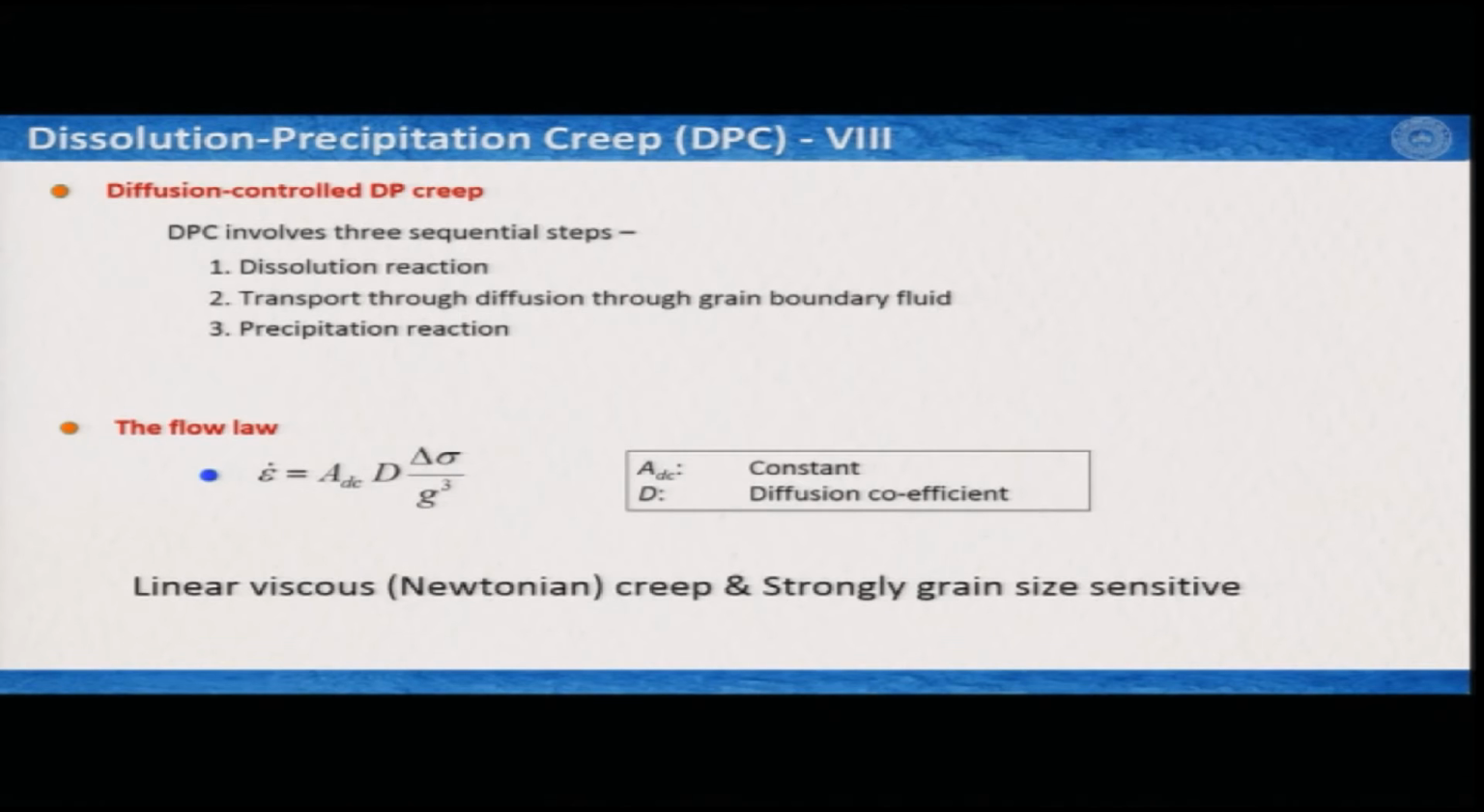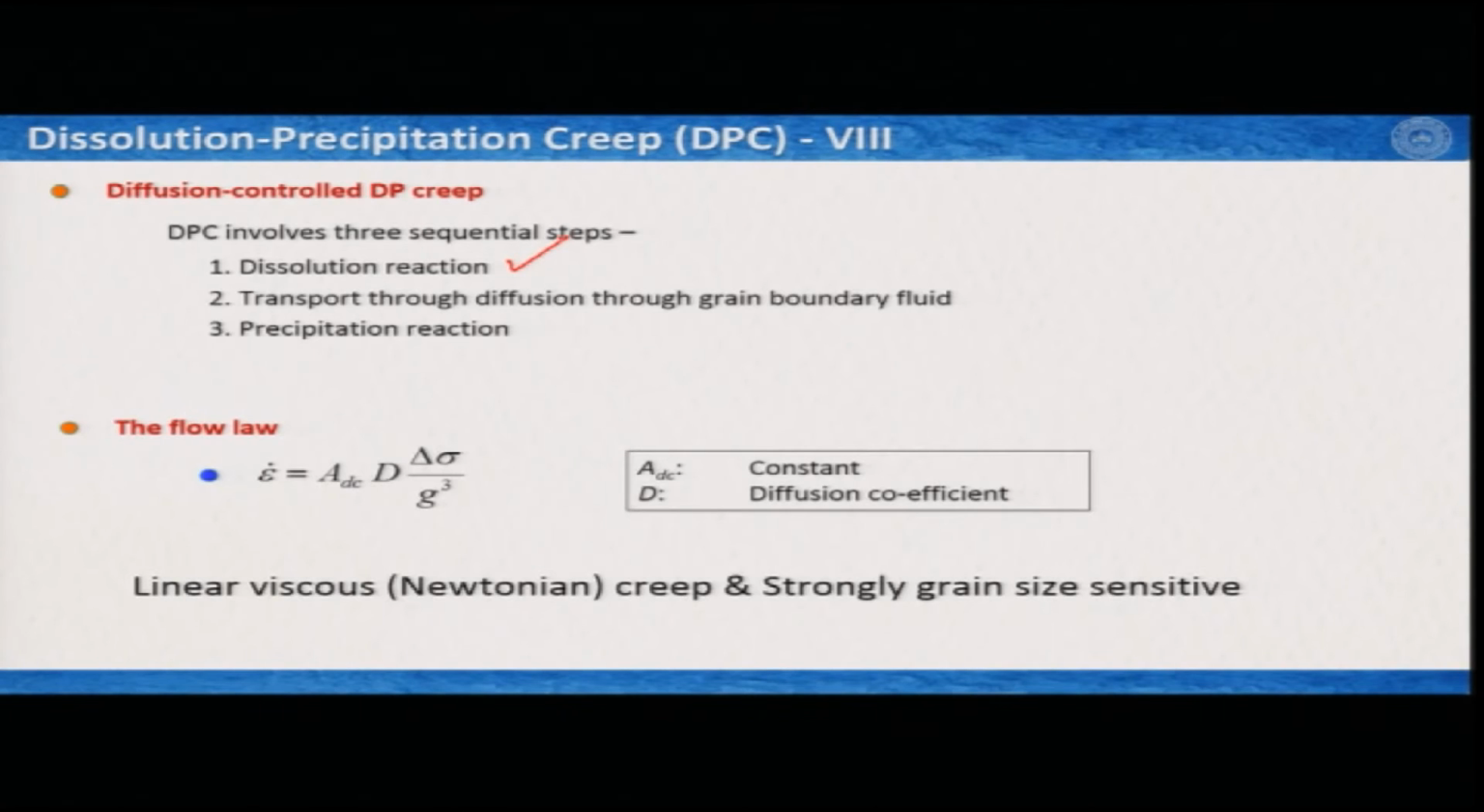It happens in three different stages, which are in sequence. First, you have a dissolution reaction, that means you have to dissolve your material. Then you have to transport it through the mechanism of diffusion, in this case mostly along the grain boundaries or through an open space, and then it has to precipitate somewhere. So first is the dissolution reaction, then transport through diffusion through grain boundary fluid, and precipitation.